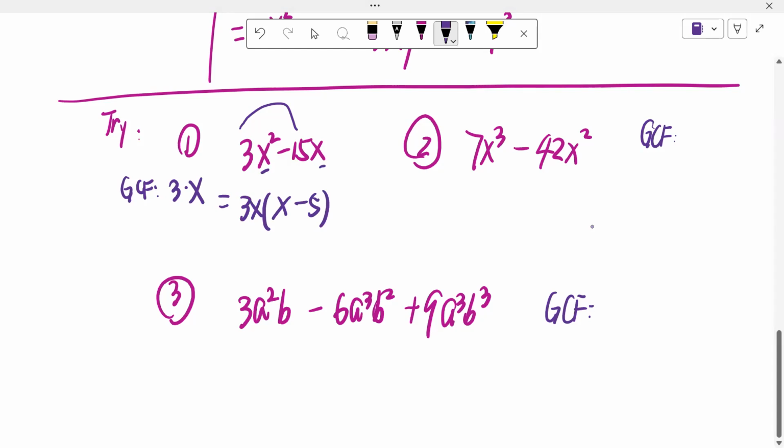And the second one, the GCF. For the 7 and 42, 7 is the common factor. For x squared and x cubed, you take x squared. Here, 7x squared, the GCF, goes in the front. 7x cubed over 7x squared is x. Minus 42x squared over 7x squared is minus 6.